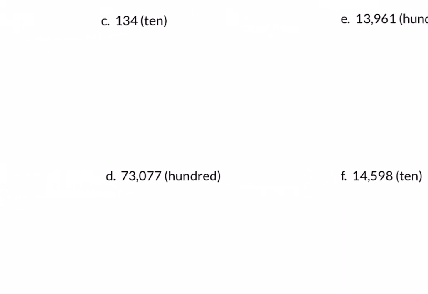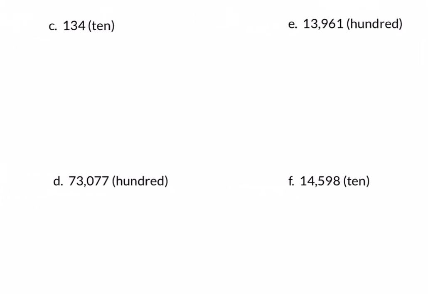All right, let's try some more just to make sure that we're okay. All right, C, we have 134. We want to round to the nearest 10. What digit is in the tens place? It is the 3. If we look at the digit to the right, it is a 4. That tells me to round down. So I'm going to keep my 1. Rounding down, 3 stays the same. And then we replace all digits to the right with zeros. So we get 130.